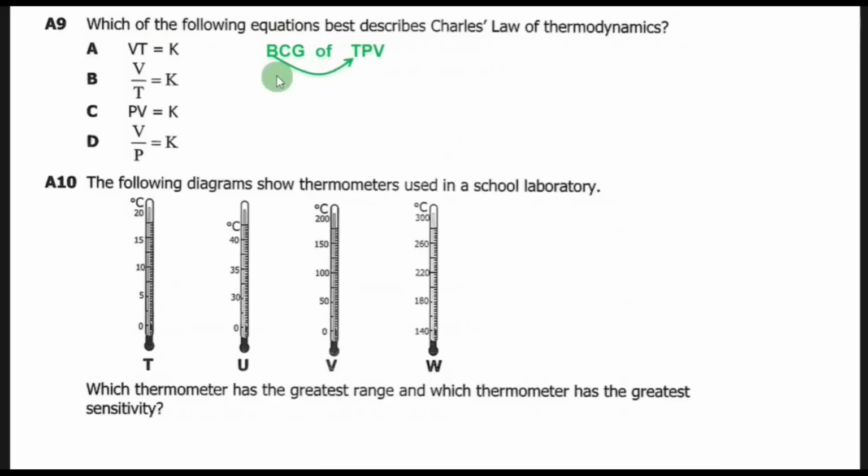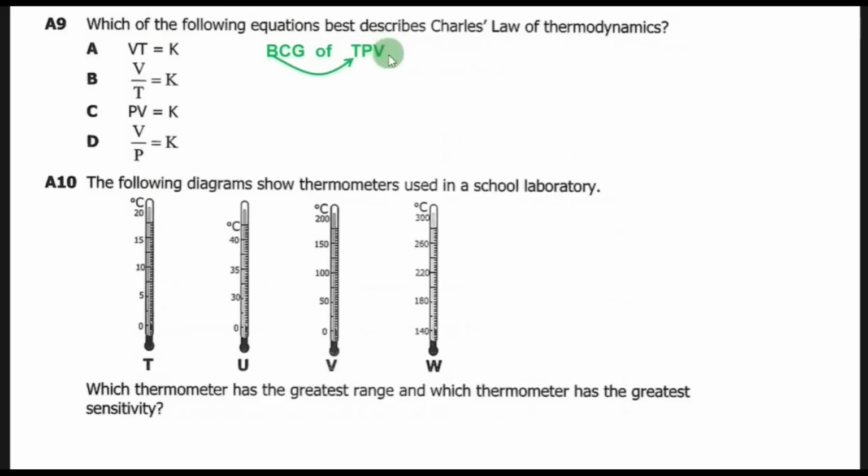Or I read it in another way. For a fixed mass of a gas at constant temperature, Boyle's law says pressure is inversely proportional to volume. That's how I read it. Pressure is inversely proportional to volume. So Boyle's law at constant temperature, for a fixed mass of a gas, means pressure will be inversely proportional to volume.